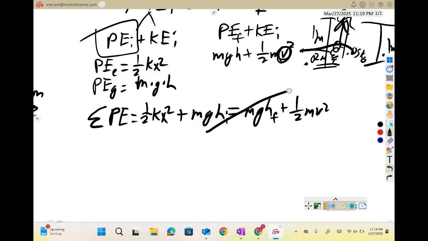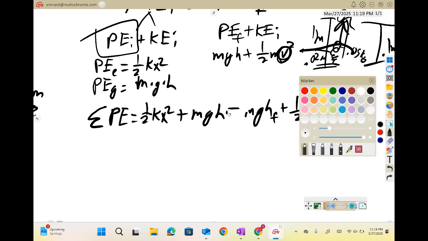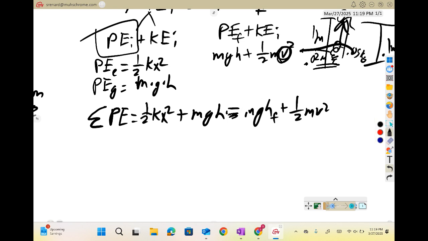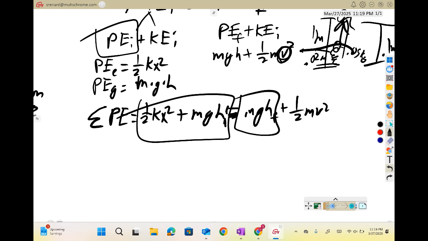Let me erase that. So figure out how much total potential energy it has. Set it equal to the potential energy of 0.1 meter. We already know its mass, so we should be able to manipulate that to solve for its velocity.